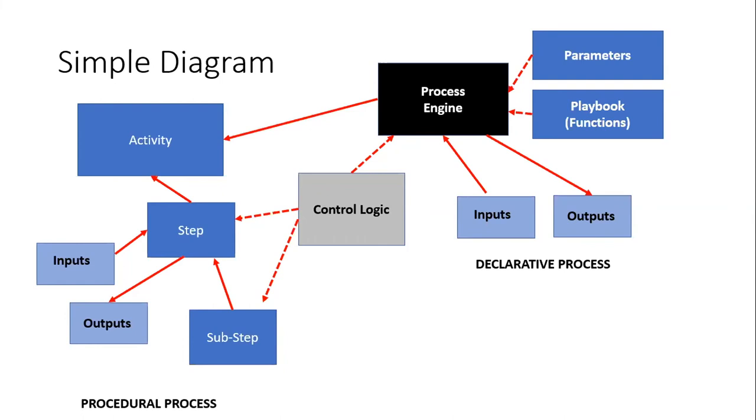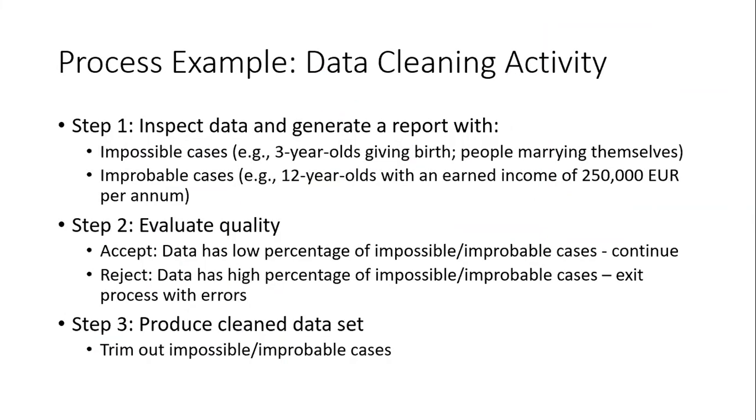Let me break this down a little bit further for you. I'm going to give you an example. It's a very sort of trivial example. Let's say that I have some data I want to clean. And I want to inspect my data. So I want to identify where I have impossible or improbable cases. So if I have three-year-olds giving birth or people getting married to themselves or people giving birth to themselves, those things can't actually happen. And so if my data has cases where that's going on, I want it to be flagged so I can get rid of it, right? I might have some improbable cases that I want to validate. Like I might have 12-year-olds that are earning 250,000 euros a year, which is possible, but just not very likely.